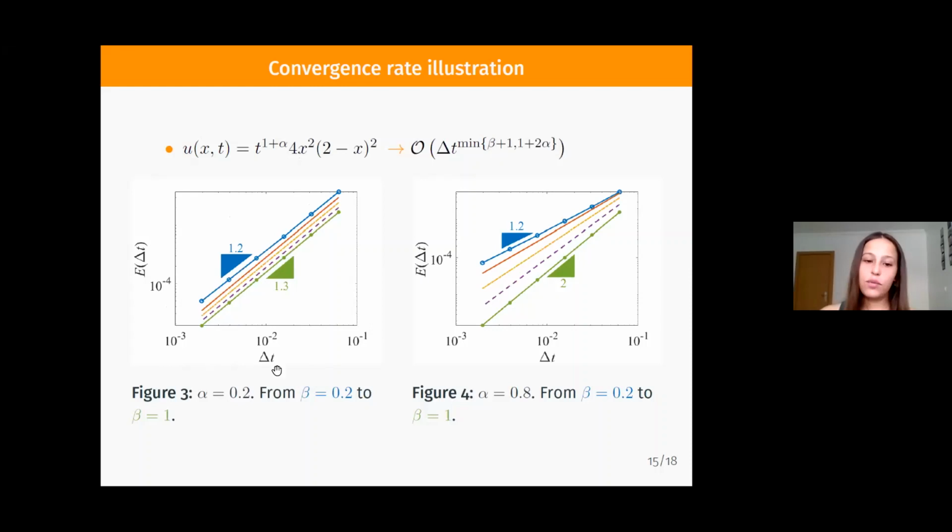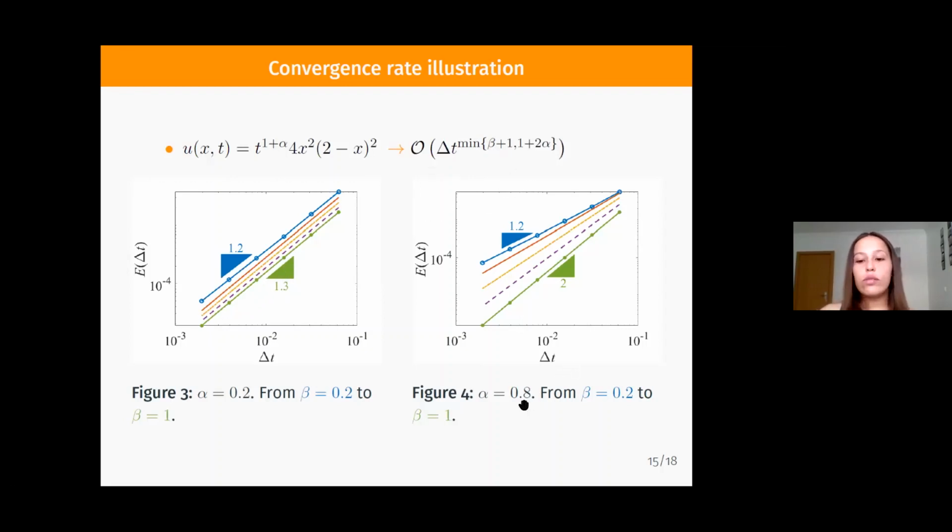So on the left side, we have alpha equal to 0.2. So the minimum would be between beta plus 1 and 1.4. So we would expect an order of accuracy of 1.2 for beta equal to 0.2 and 1.4 for the other betas. As we can see, we got 1.2 for beta equal to 0.2. And for the other betas, we got 1.3, which was pretty close to what we expected. And if we refine the mesh even more, we would get 1.4.